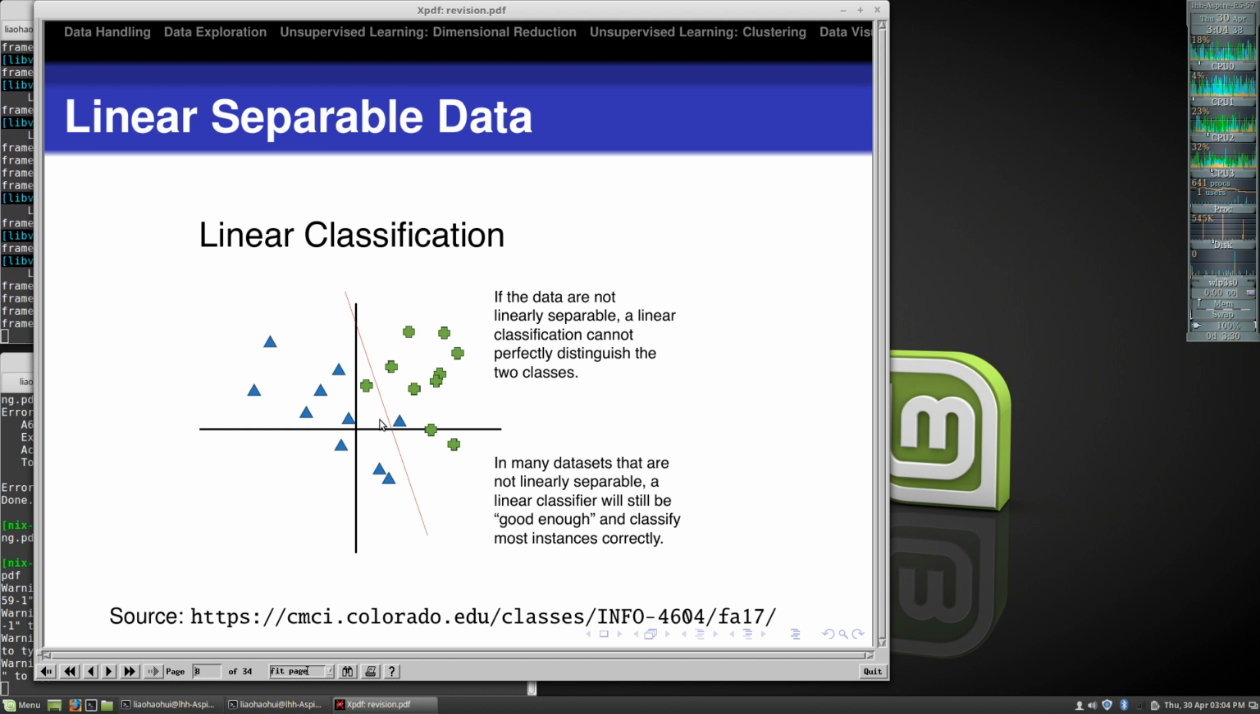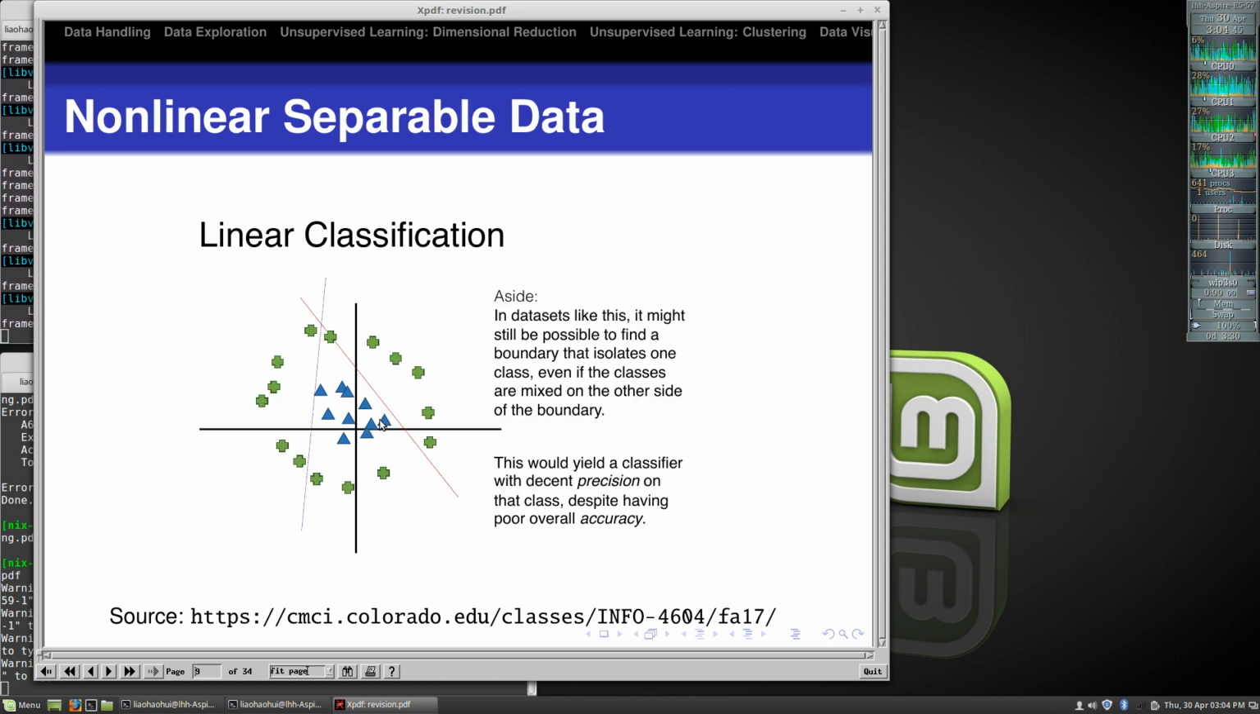So for this type of data, the linear classifiers would work very well. However, there are situations where the data looks like this, where the positive data are surrounding the negative data. So is it possible to construct linear classifiers? An example is given in this slide. It's still possible. We can construct a line, just to try to cut it out.